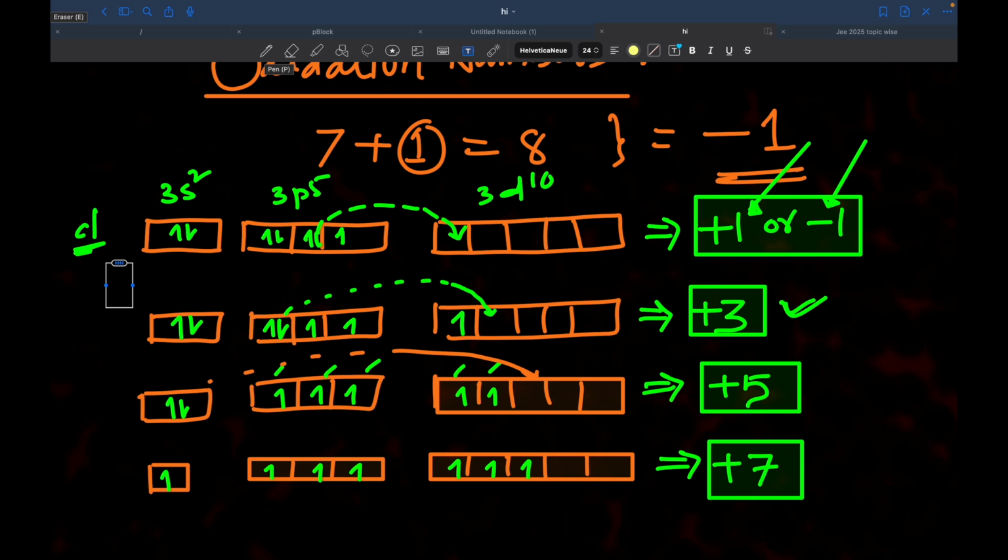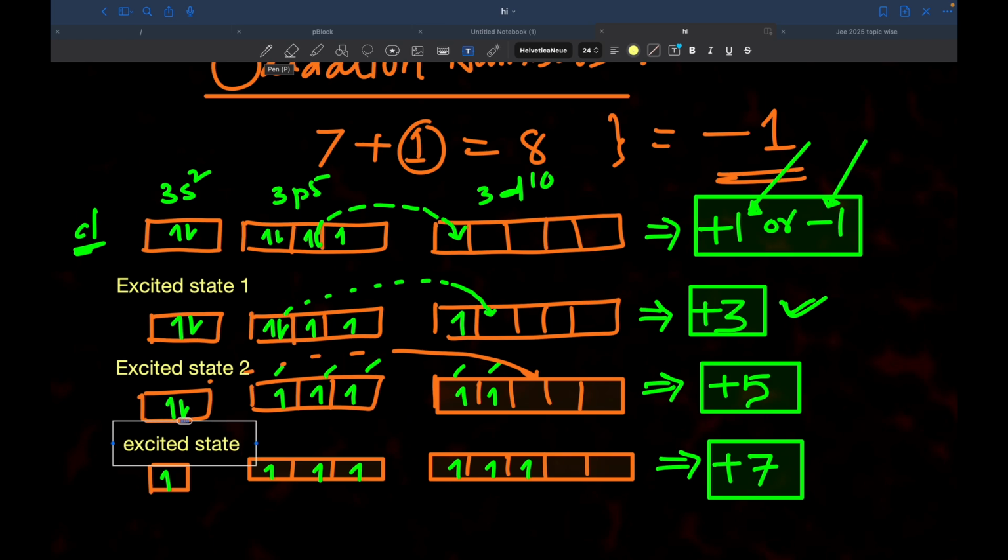So this is excited state 1. So this is excited state 2. So this is excited state 3. So these are the 3 cases.